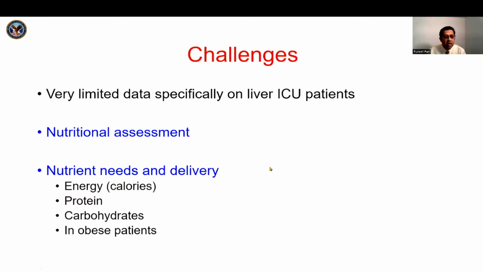Other challenges include how to accurately assess nutritional status, those who are at risk and those who are malnourished. Moreover, nutrient needs and delivery, specifically in terms of energy or calories, protein, and carbohydrates, are also challenging. And what are our goals and how to approach a specific population, which is obesity, because almost a third of the population currently has obesity, and with the growing burden of obesity, there is a larger proportion of obese patients that we encounter in the liver ICU setting.